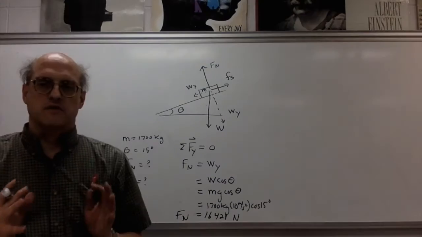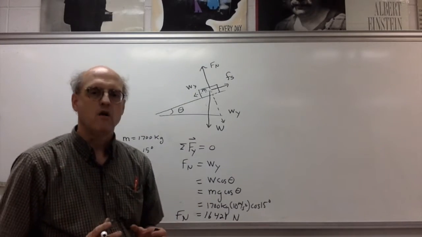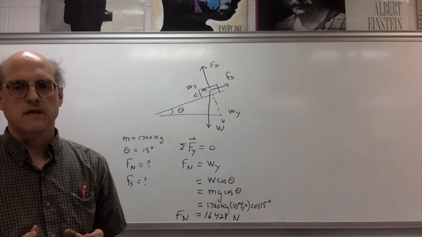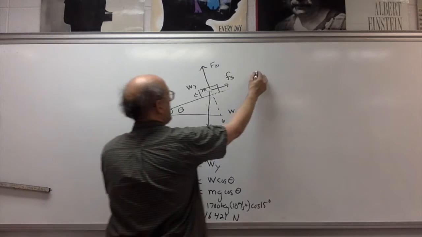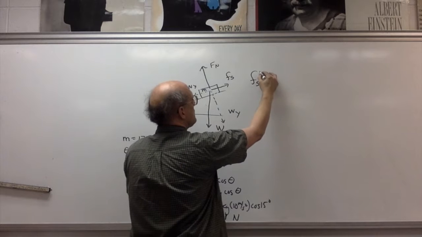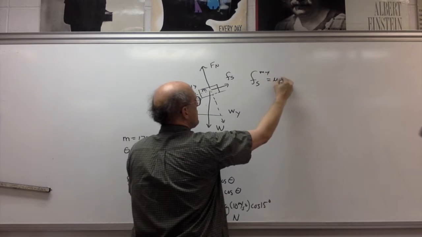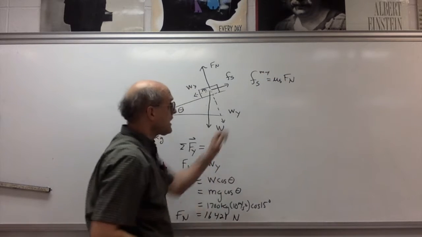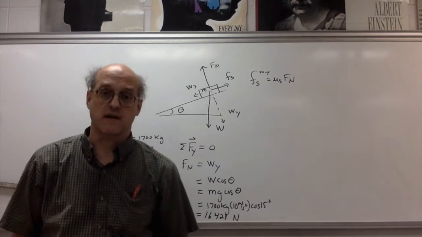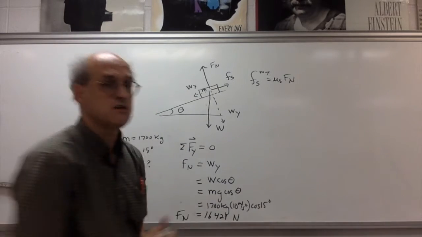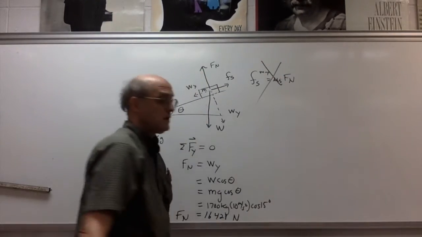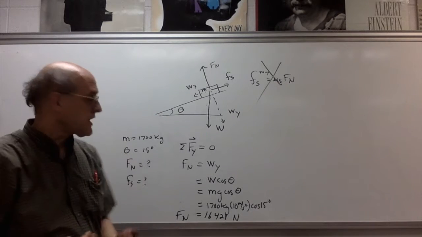Now, to find the force of static friction, we don't know the coefficient of static friction, so we cannot use the equation that the force of static friction max is equal to mu s times the normal force. And besides, we don't know whether the force of static friction is a maximum value, so we cannot use this equation. So what we have to do is use Newton's second law.